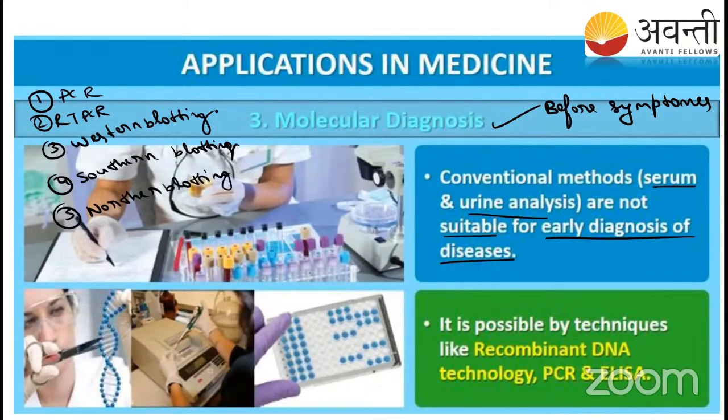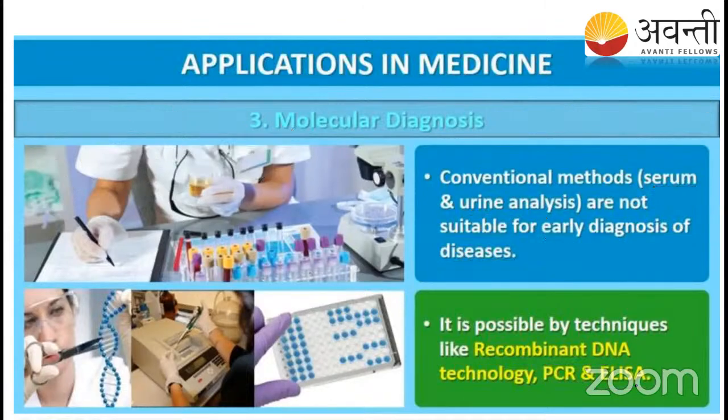Western blotting is done for protein, to check the protein. Southern blotting is for DNA, and Northern blotting is for RNA. These are all the molecular diagnosis processes we will utilize. Recombinant DNA technology has given us PCR and ELISA. Let us talk about that.